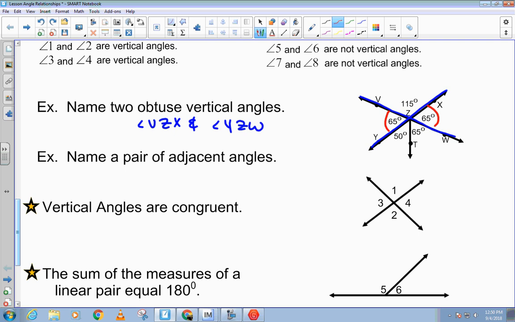So the two that I have marked in red, okay? B, Z, Y, and X, Z, W. Okay, those would be my acute vertical angles. And then my obtuse are B, Z, X, and Y, Z, W.